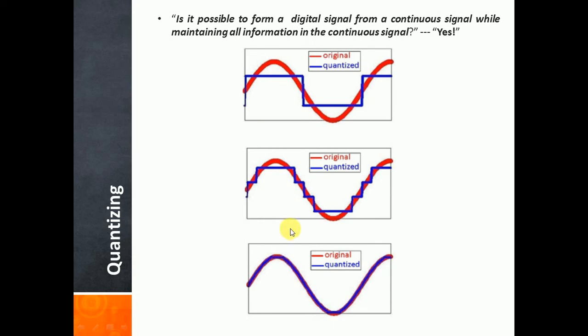So both sampling and quantization are needed. Sampling is done if you want to make the signal discrete, and quantizing is done if you want to make the signal digital. If you want to make it both digital and discrete, well, you need to do both sampling and quantizing.